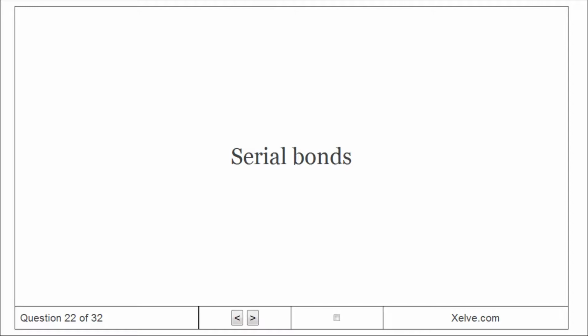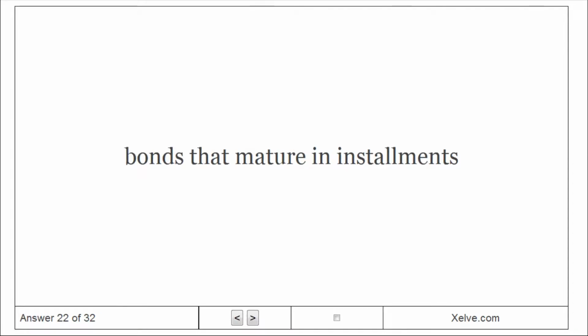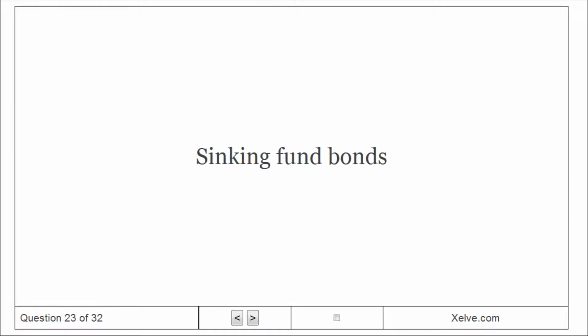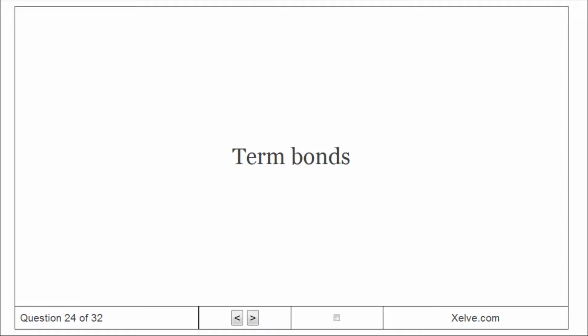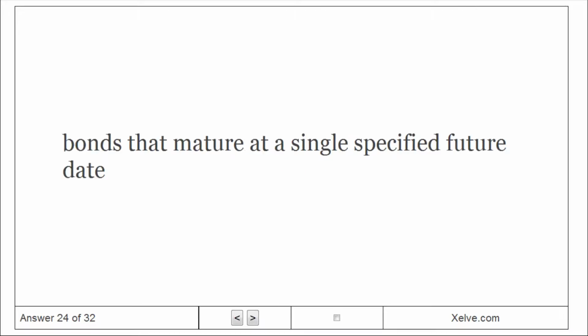Serial bonds. Bonds that mature in installments. Sinking fund bonds. Bonds secured by specific assets set aside to retire them. Term bonds. Bonds that mature at a single specified future date.